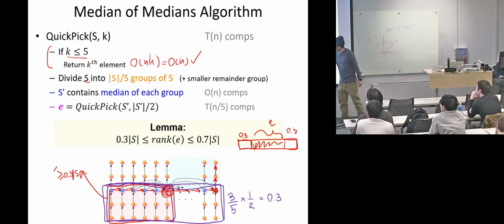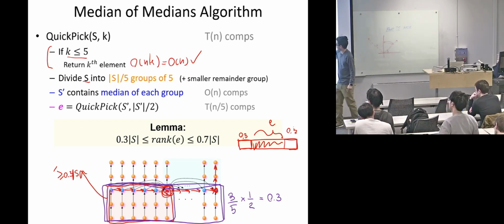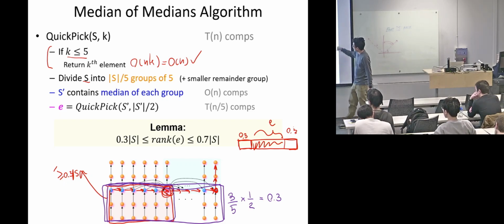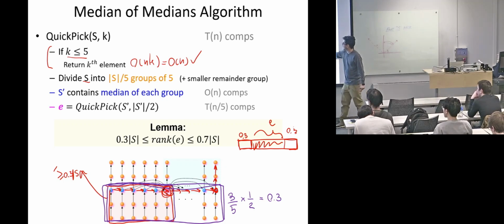The same argument goes for the blue guy. So it means that the red set here has 0.3 times S numbers that are smaller than E, and there is another 0.3 fraction of points that are larger than E. So the rank of E is between these, which is what it means here.